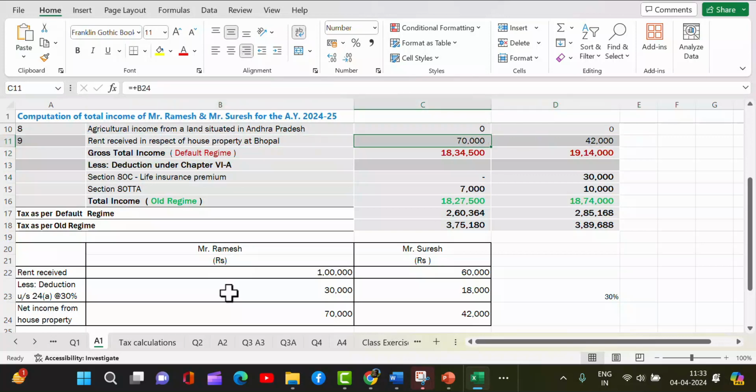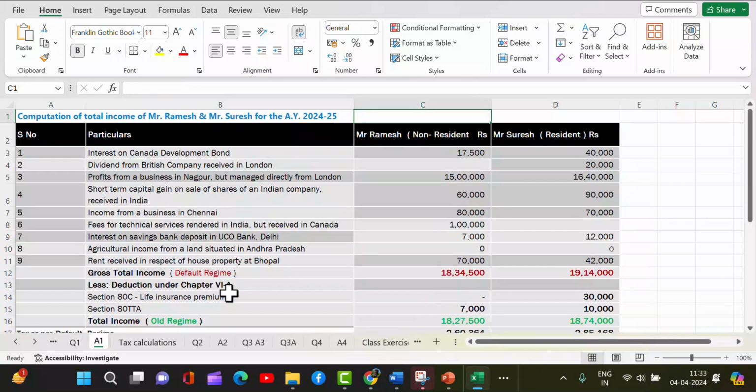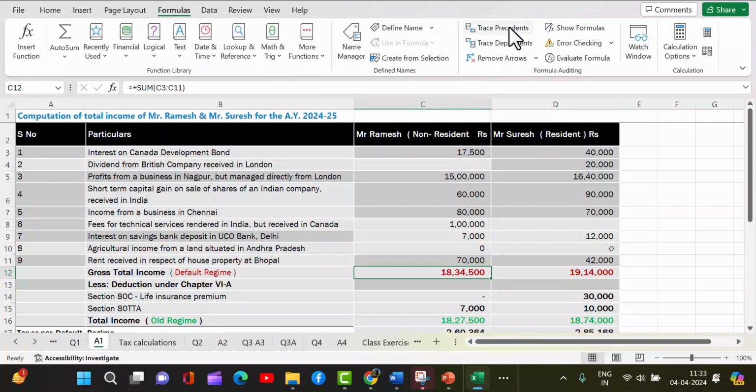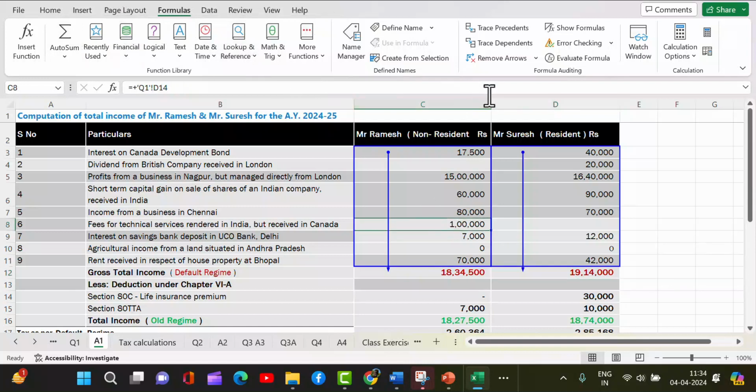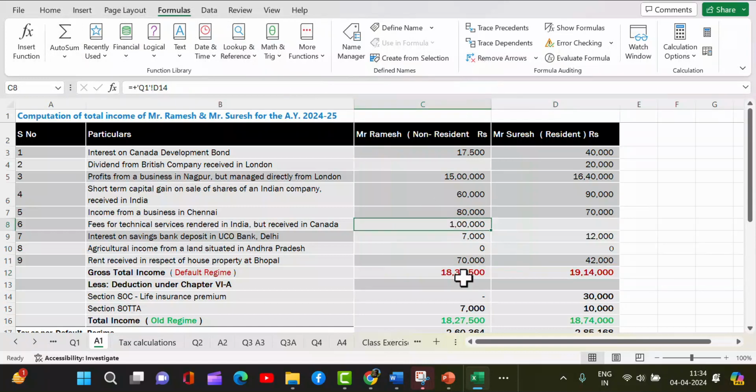Is that okay? Now what we have to do is, we have arrived at the total income. This is the gross total income. So what we do is calculate the total of it. We can look at the formula. This is basically the entire income here, and here also. Is this clear to everyone? Yes. So I'm just going to remove the arrows now. So this is their income, the gross total income.